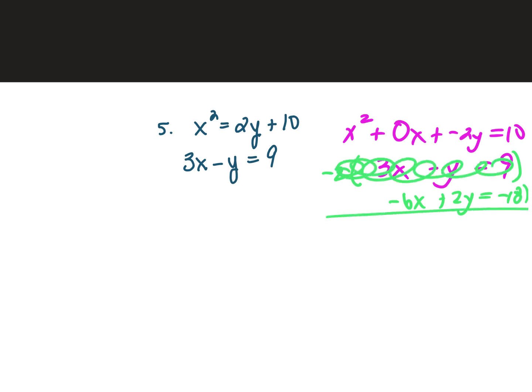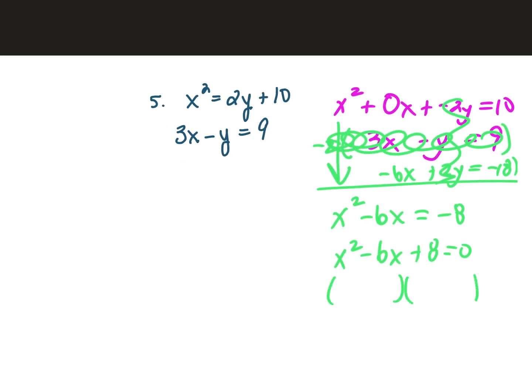Now can I combine down? This is x squared. What happens with 0 minus 6x? -6x. What happens with my y's? They cancel, and then I have equals 10 minus 18, which is -8. Is this a quadratic that you guys have seen 952 times in your life? This is x squared minus 6x plus 8 equals 0. So then I can factor it: minus 4 and minus 2. So x equals 4 and x equals 2. And then what would I do to find y? Plug it back in.